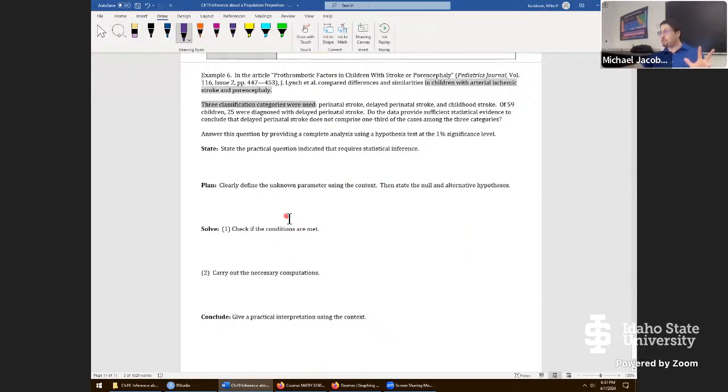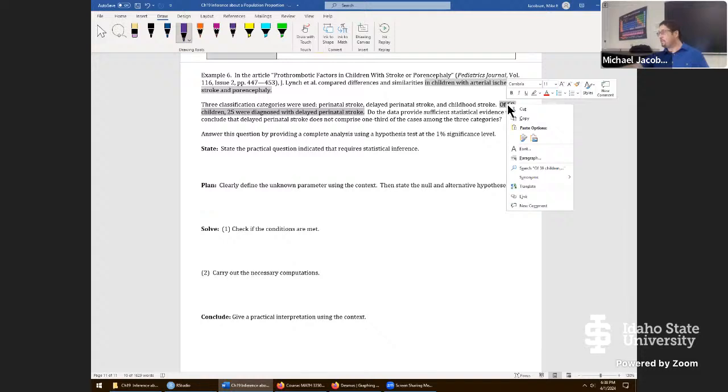3 classifications were used: perinatal stroke, delayed perinatal stroke, and childhood stroke. It says of the 59 children, 25 were diagnosed with delayed perinatal stroke. So there's 3 categories, and 25 of the 59 children were in one of those categories. Maybe highlight this as well.